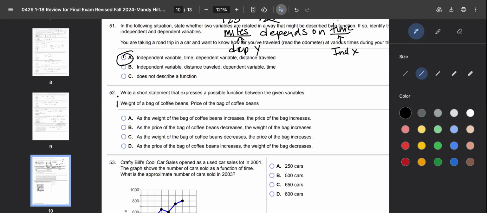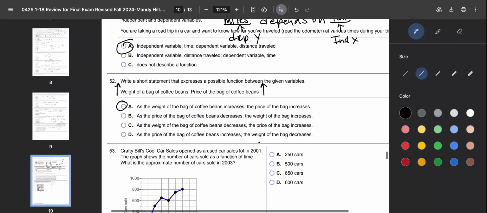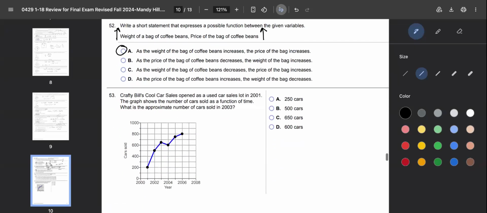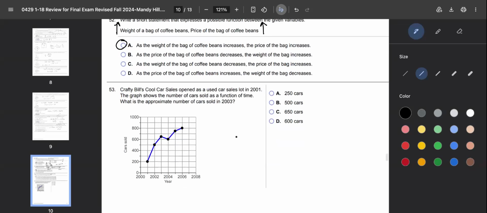So as the weight of the coffee beans goes up, the price of the bag of the coffee beans is also going to go up, right? That's how those two things are related. So on 52, the right answer is A, as the weight of the bag of coffee beans increases, the price of the bag increases. That just makes sense. So you need to try to think about what the problem is, and just read it out loud if you have to sort things out.